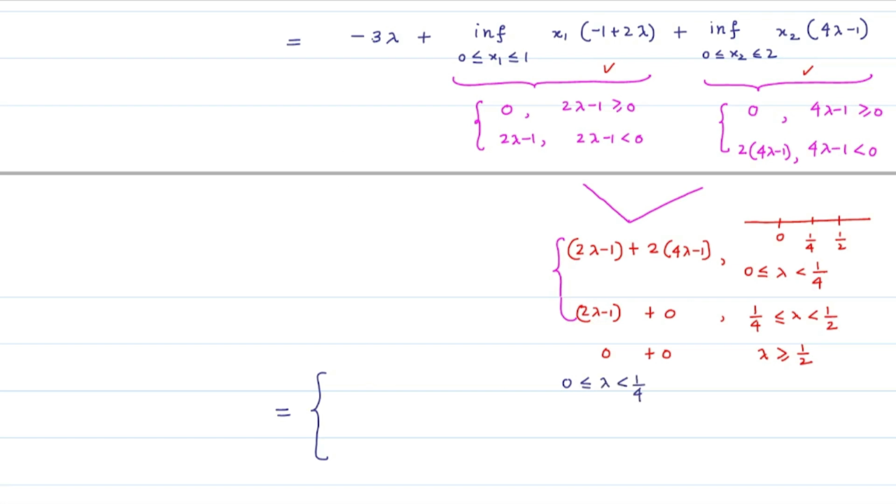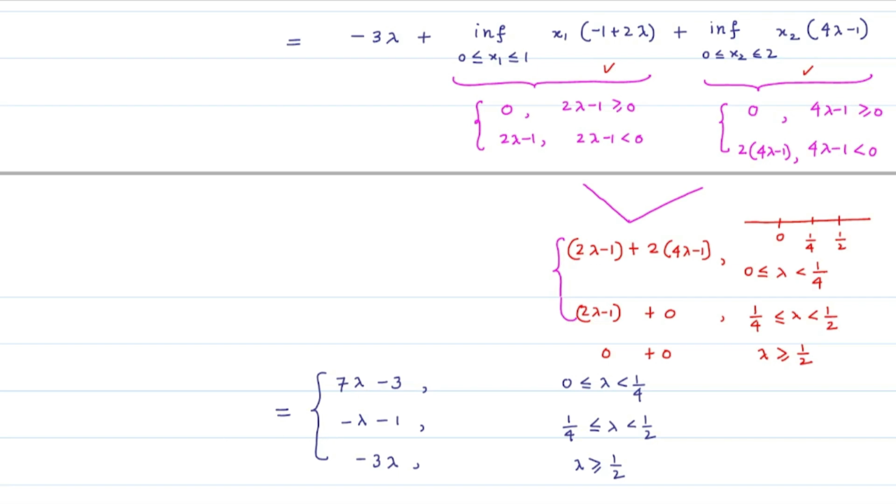And therefore ultimately the expression of theta lambda for lambda in between 0 and 1/4 is given by minus 3 lambda plus this entire expression, which gives us 7 lambda minus 3. When the value of lambda is in between 1/4 and half, then the expression of theta lambda is given by minus 3 lambda plus this expression 2 lambda minus 1. And when lambda is greater than or equal to half, the expression of theta lambda is given by 3 lambda. So this is the entire expression of the objective function theta lambda.